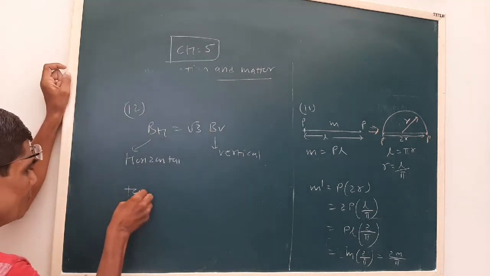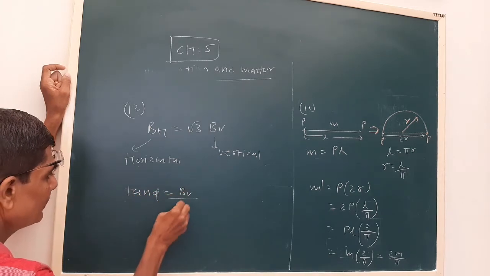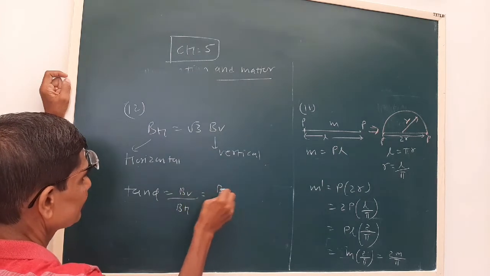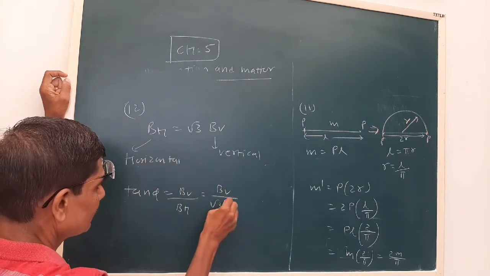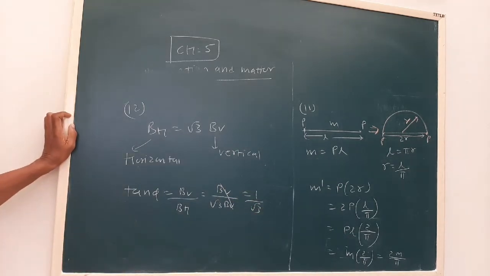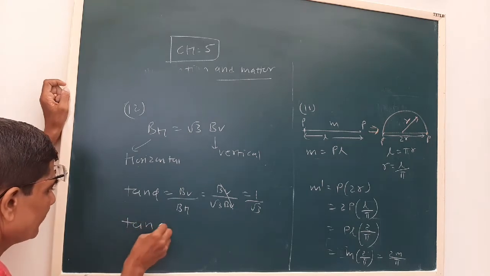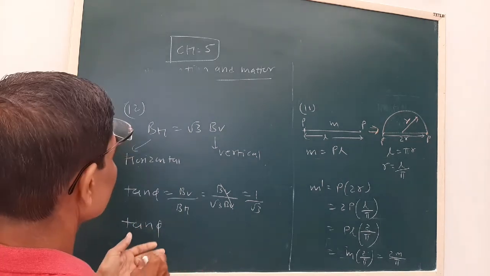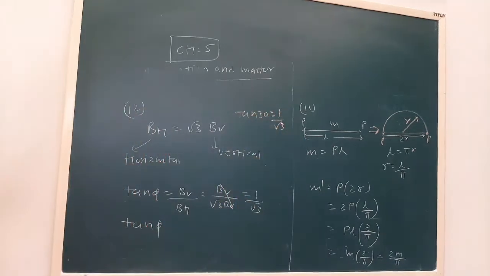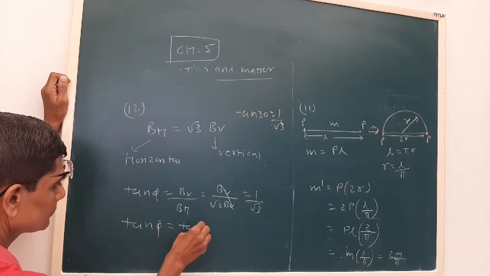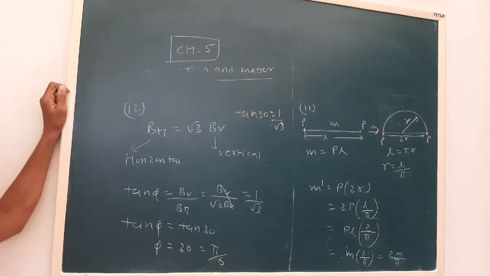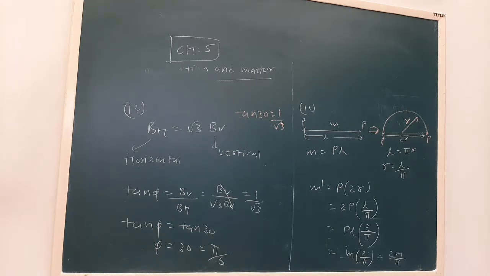Now see, tan phi is BV upon BH. BH is given as √3 times BV. Now we know tan 30 is 1 upon √3. So tan phi is 1 upon √3, and phi is 30 degrees. If I convert in radian, it will be pi by 6.